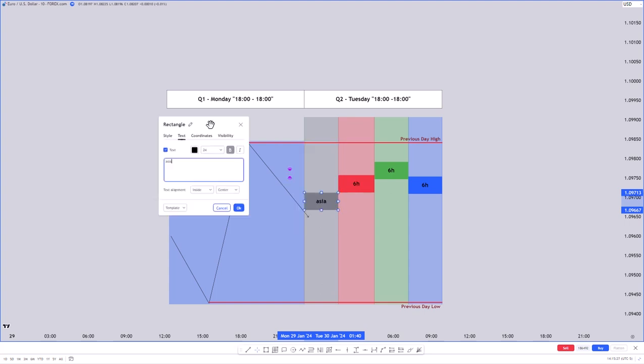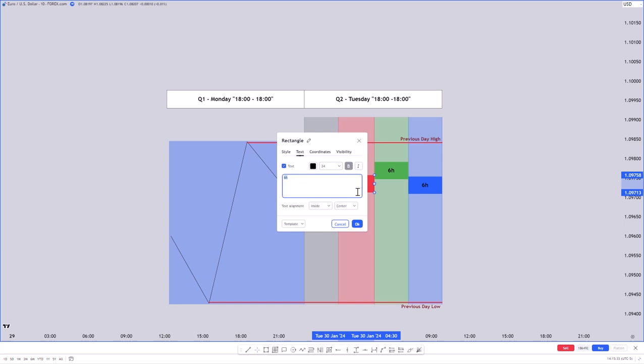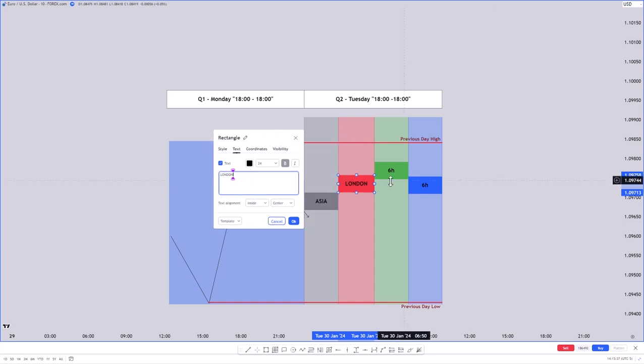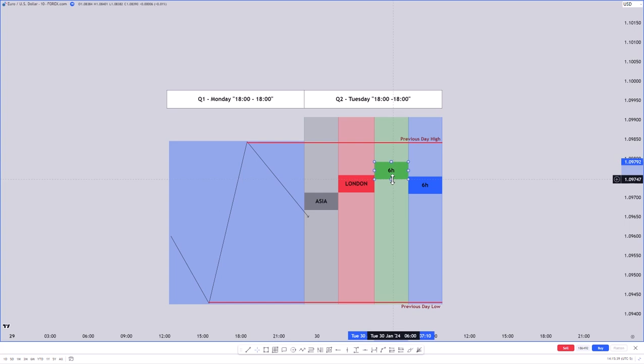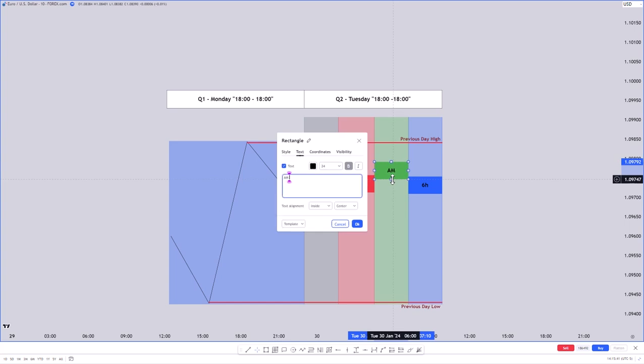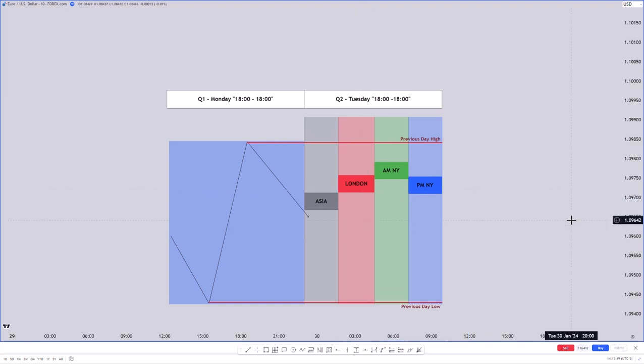The third one is our AM, New York quarter, right? The third one is our PM, New York quarter, right? So in simple terms, what you're trading is accumulation, manipulation, distribution, right? London is known to be a manipulation. Asia, accumulation. New York, a distribution.